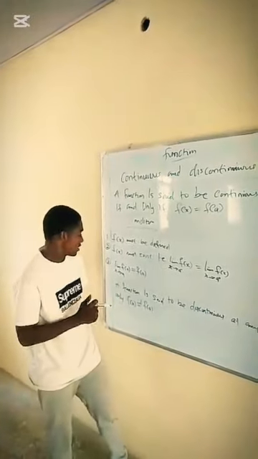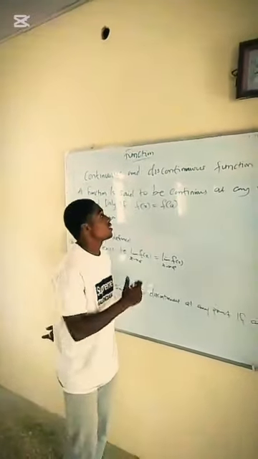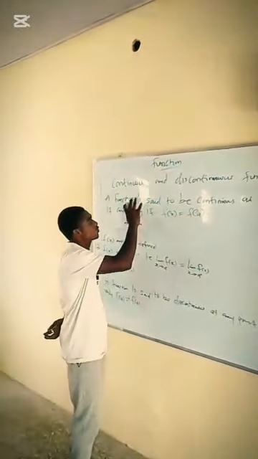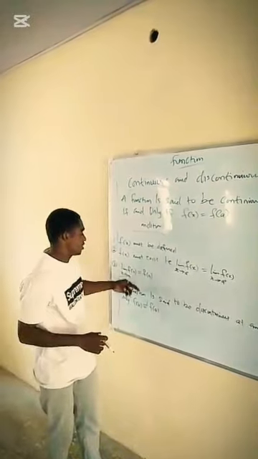The next time we meet, we will continue from the discontinuity of function. But for now, you should have this at the back of your mind. For a function to be continuous, these three conditions must hold.